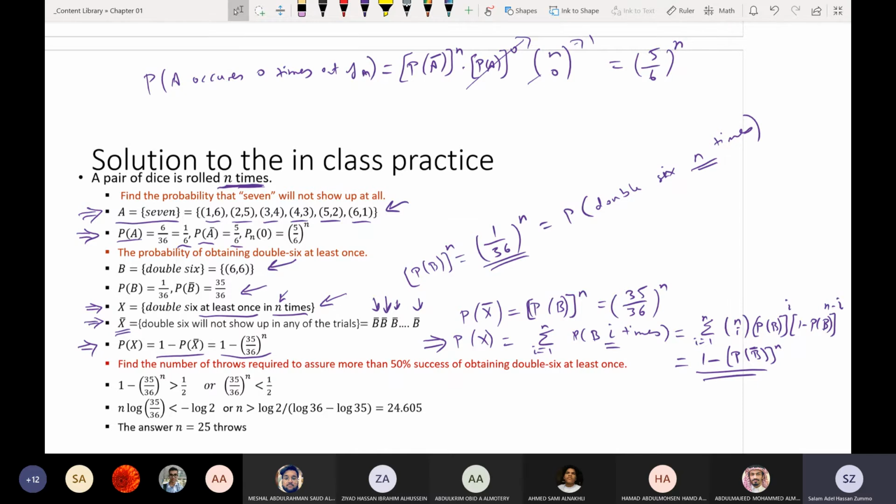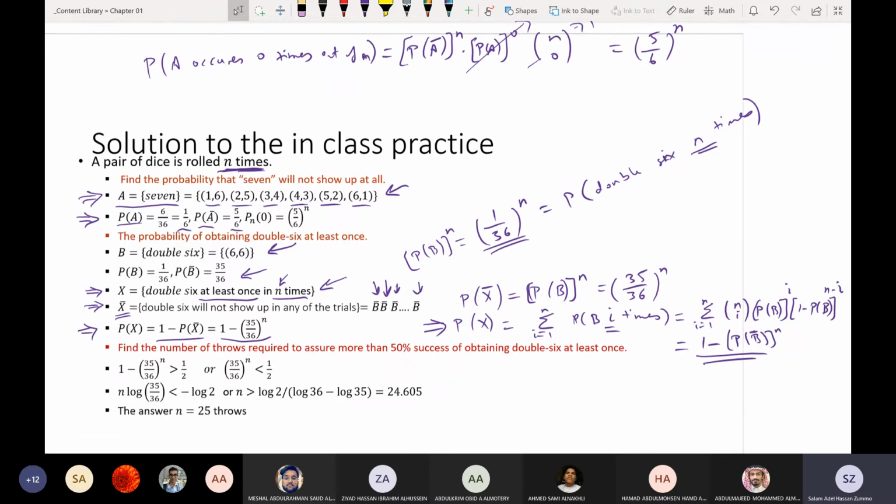طيب هذه الآن تودينا السؤال الأخير. Let me look at this and then I will answer the question. You will find the answer here. So the last question is find the number of throws, highly related to what you are asking, to assure more than 50% success of obtaining double 6. إيش يعني؟ Find the number of throws required to make sure that we get 50% success of obtaining double 6. معناها we want the probability of x to be larger than or equal to 0.5.